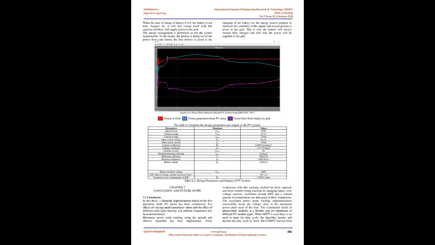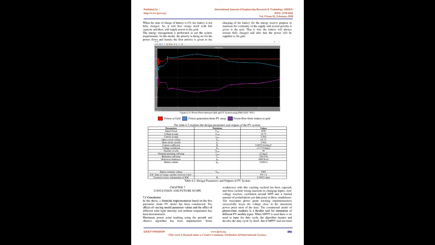In the grid-connected system, proper switching operations can be performed by using the embedded Matlab function. This leads the system to act as an uninterrupted power supply to the load. The maximum energy from the solar generation and storage device gives supply to the load. The minimum energy is drawn from the grid. Figure 6.14, power flows between grid and PV battery system using EMS, SOC, 100%. Power at grid: power generation from PV array, power flow from battery to grid.